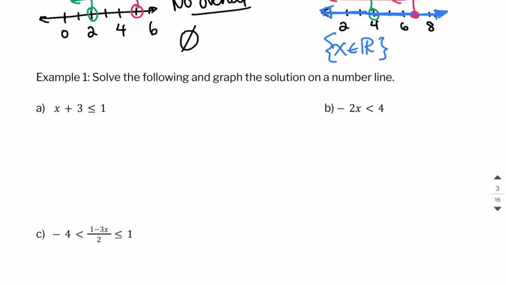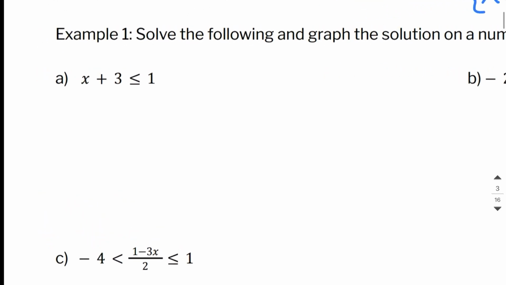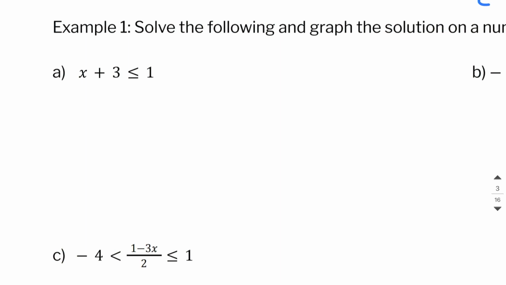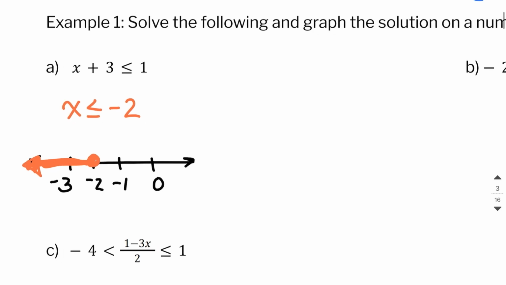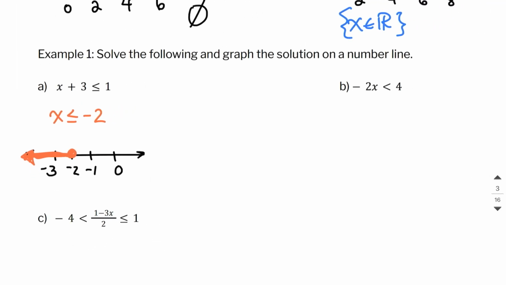All right, let's go ahead and do this example here. Solve the following and graph the solution on a number line. So right here, in order for me to solve, I just need to subtract the 3. X is less than or equal to -2. I'm going through this pretty quickly because I know you have done this before. So maybe I'll put -2 here, -1, 0, -3. X is less than or equal to -2. I will shade in to the left of this value right here, and then that's my solution, okay?